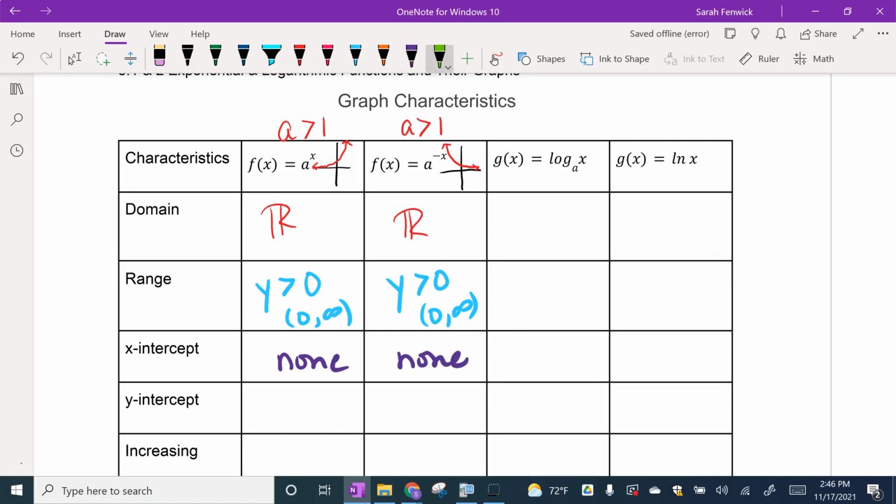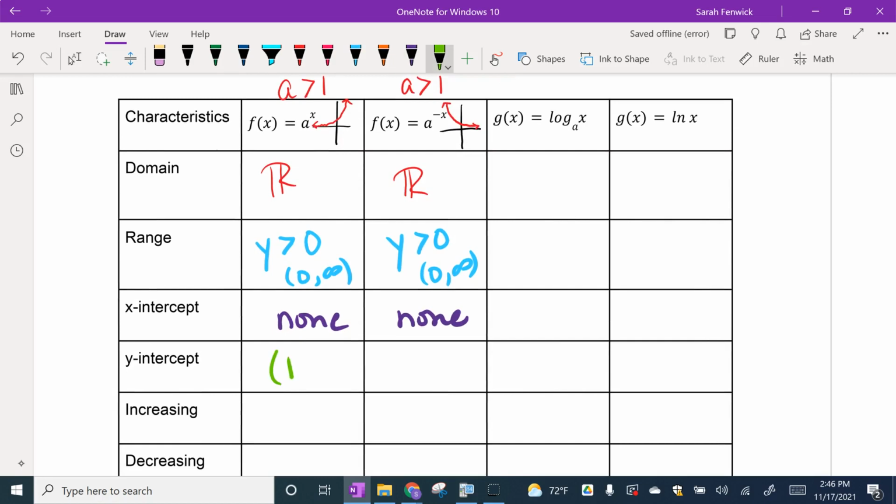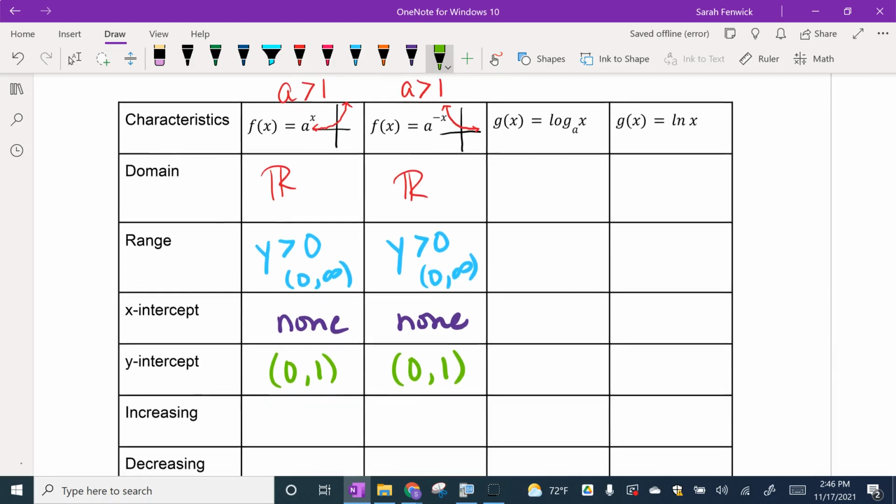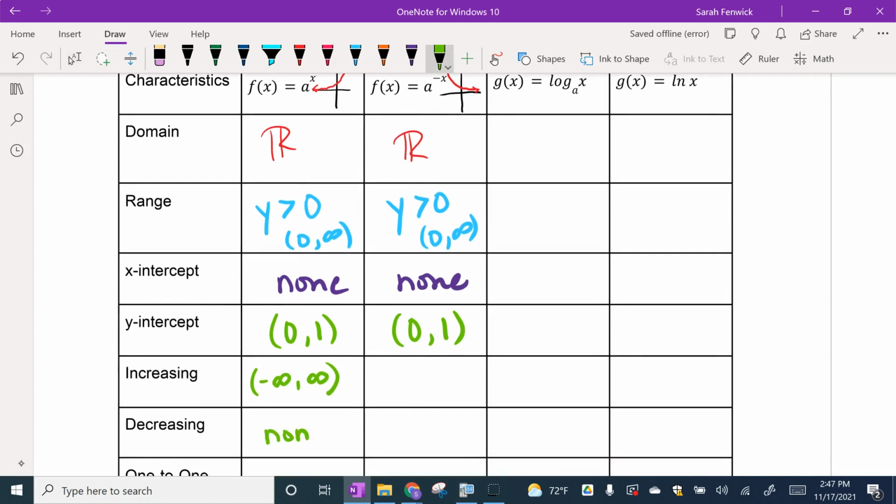My y-intercept for the generic parent function is 1. Nope, I lied. It's (0, 1). Then looking at increasing and decreasing. Well, a to the x starts low and goes upward. It's increasing from negative infinity to infinity, and decreasing none at all. A to the negative x is the other way around. It's coming downward the whole time from left to right, so it's not increasing at all, and it's decreasing from negative infinity to infinity.